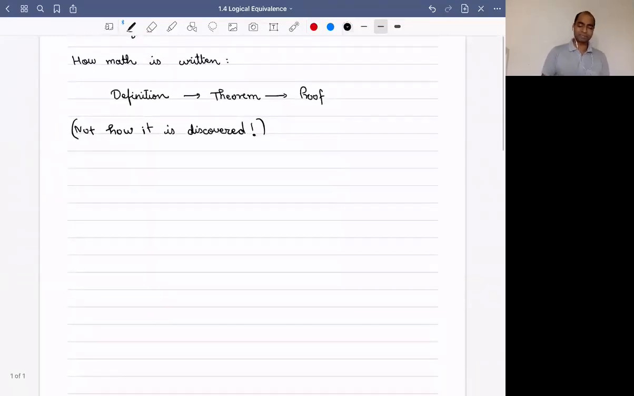All right, so that being said, before I come to De Morgan's law, I need one more definition, and that definition is of logical equivalence. You can think of this as equality in logic. So what is logical equivalence? Two statements are logically equivalent if they have the same truth values.